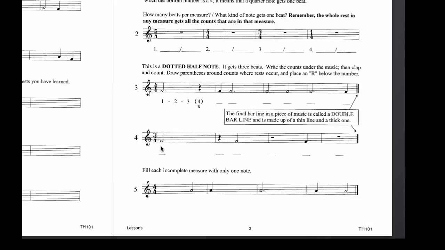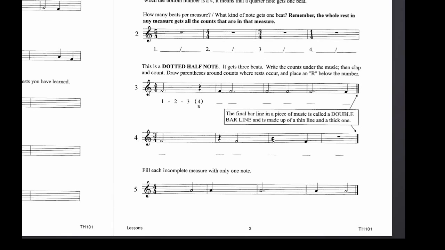Here it wants us to write the counts underneath the rhythm. This would be 1-2-3. Since this half note is usually 2 beats, but it has a dot next to it, an augmentation dot, which adds half the value of the note to the note. Half of 2 is 1, so we know that a dotted half note equals 3 beats. We would write 1 in parentheses here because it's a rest and write R underneath it.